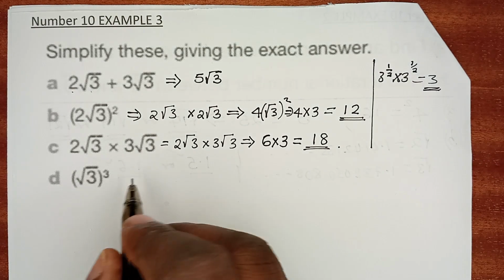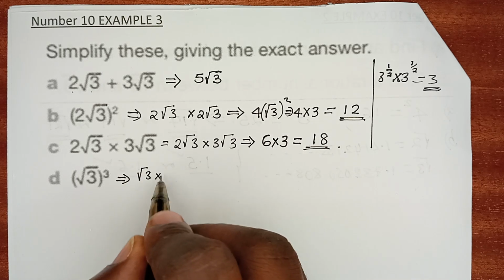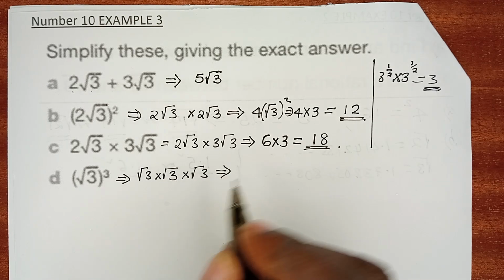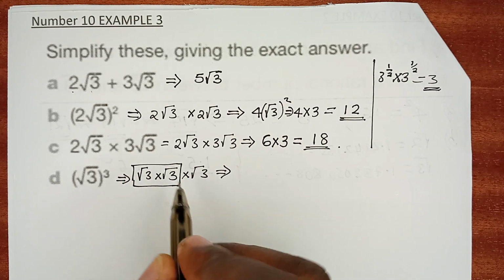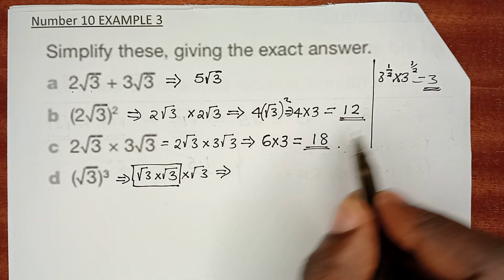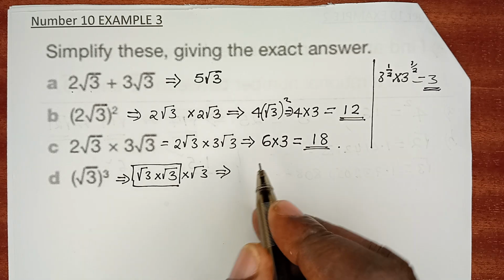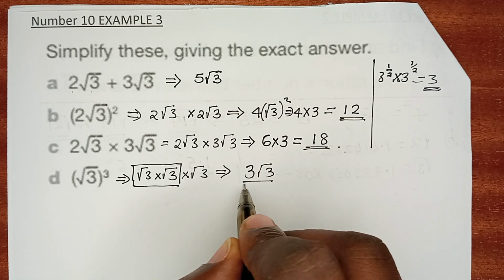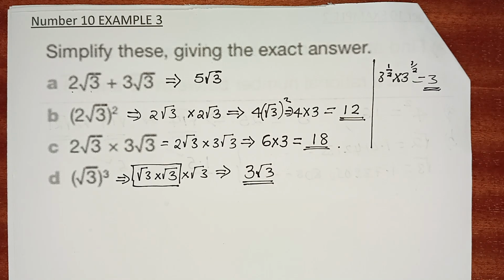What about part D? Part D is root 3 cubed. This is root 3 times root 3 times root 3. Of course we know root 3 times root 3, this is root 3 squared, which is already 3, as we can see here. 3 times the other root 3, so the answer becomes 3 root 3. And we cannot simplify further, because root 3 is a surd. That is, as far as example 3 is concerned.